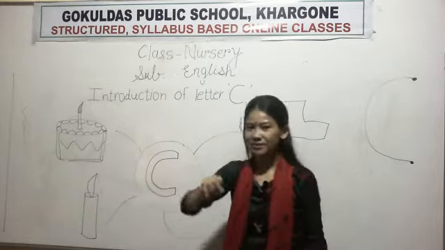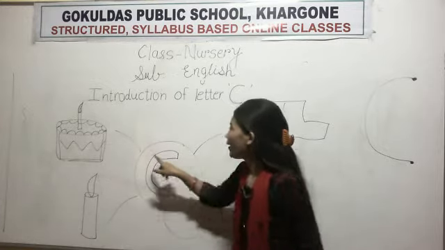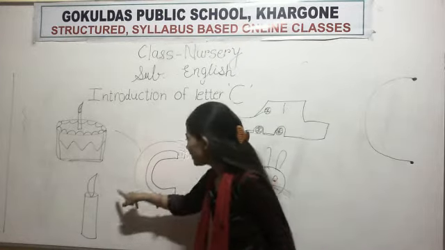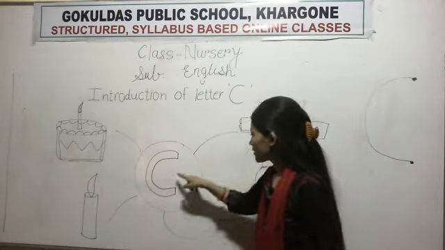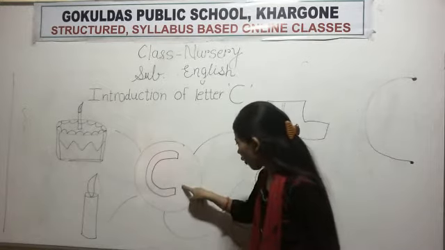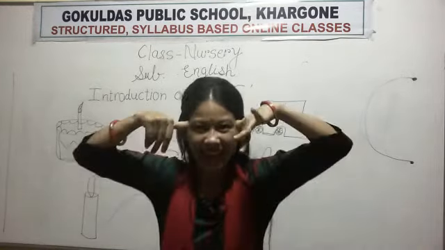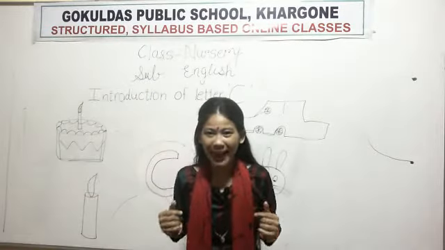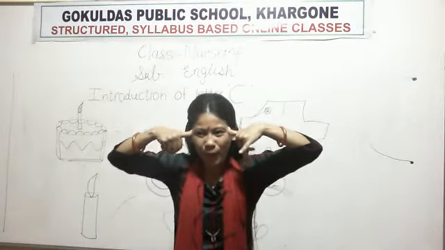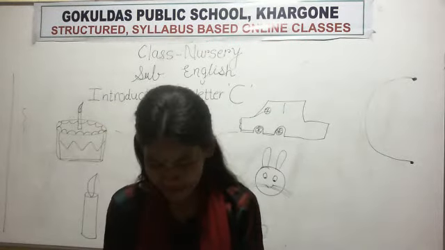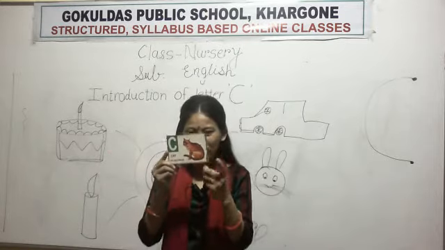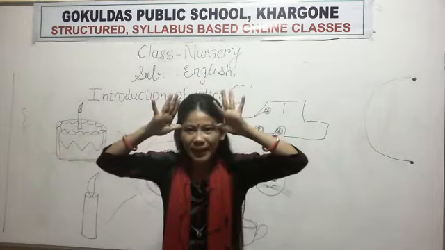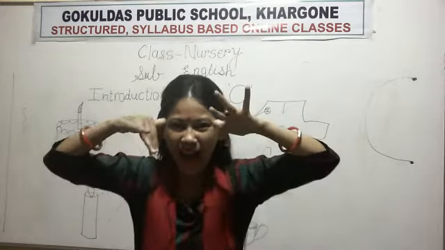C for cake. Very tasty. C for candle. C for car. C for cat. And C for cup. C for cat. Meow meow. Okay, sound of cat. Say meow. See, this is cat. What is this? This is cat. Say meow.